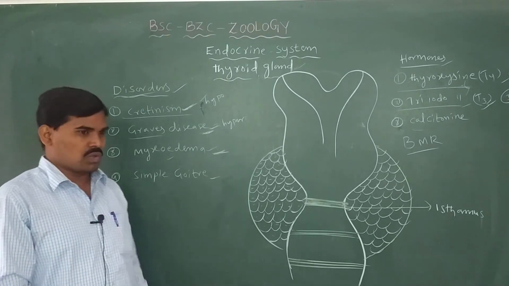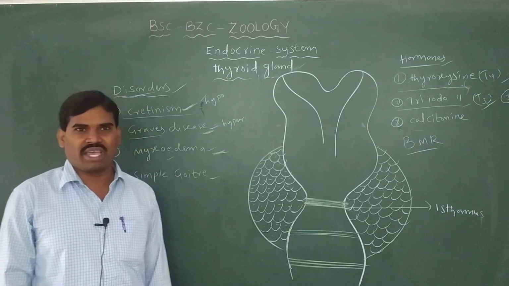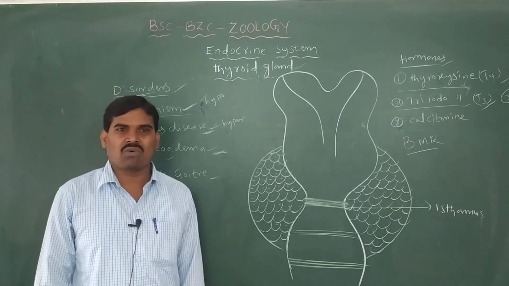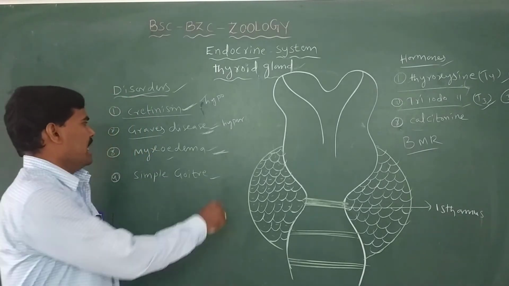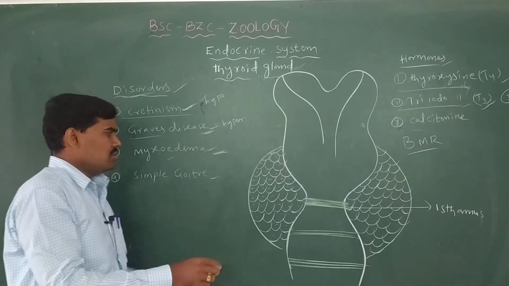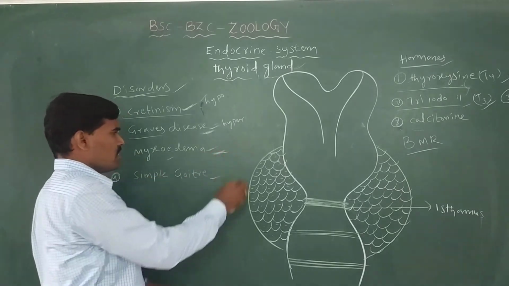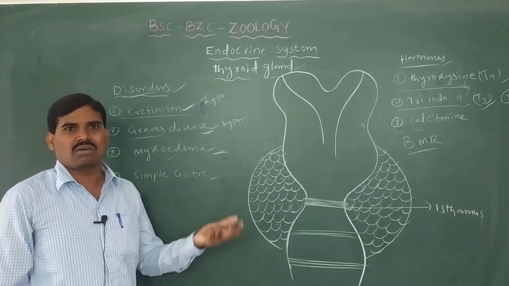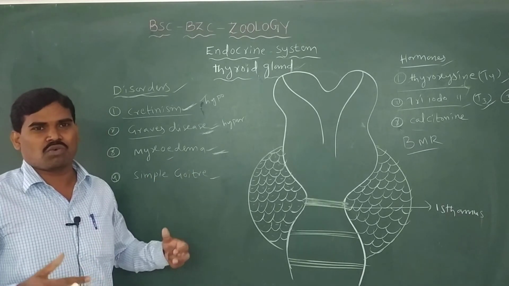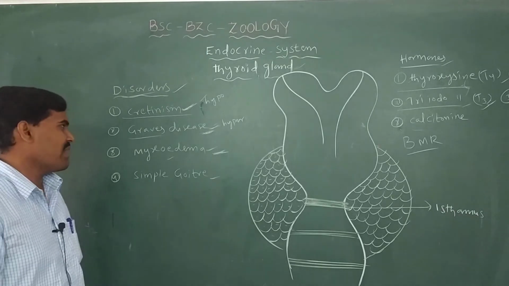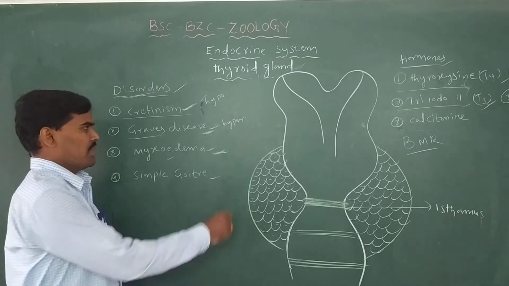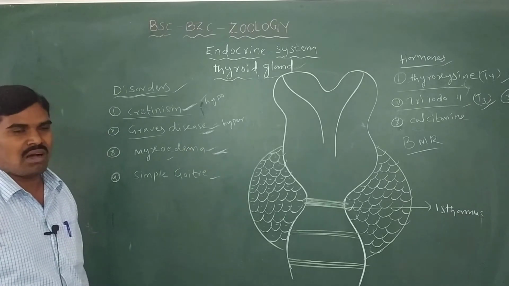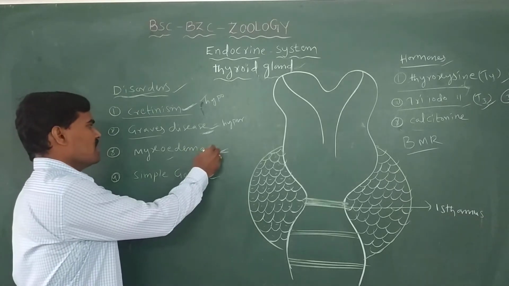So there is overweight, and they fatigue quickly. The fat molecules and water molecules are deposited, causing overweight and quick fatigue. This is myxoedema, caused by the lack of thyroxine hormones. This is the third disorder.